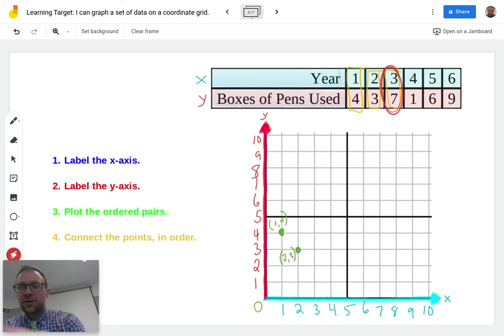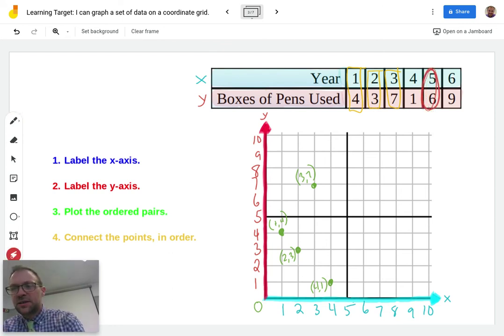Third ordered pair, 3, 7. Over to 3, up to 7. There it is. That's going to be 3, 7. Next ordered pair is 4, 1. Over to 4, up to 1. There's that point right there. We're going to label it 4, 1. It'll be important to label your points today as well, just like I'm doing.